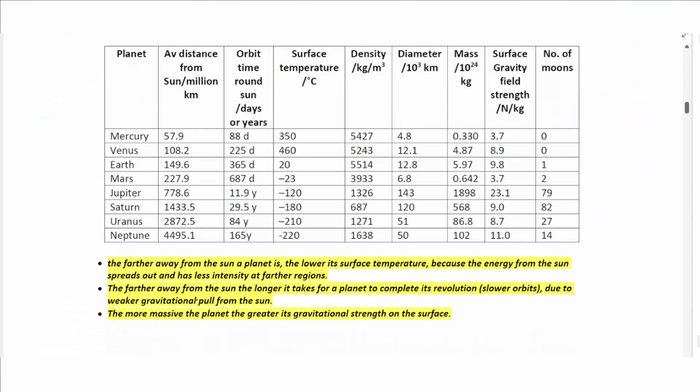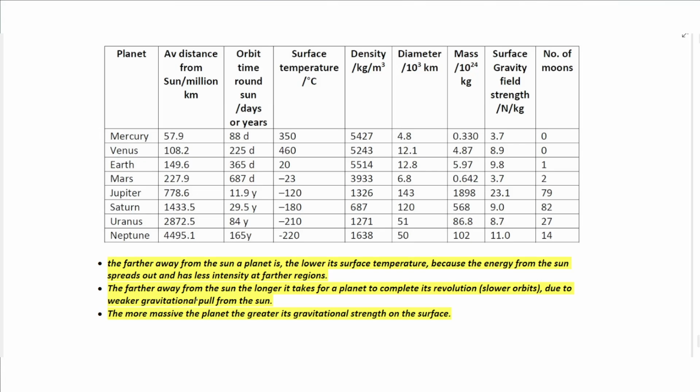Now, comparing the information between the planets, as the distance from the Sun, which is the radius of the orbit of the planet, and the orbital time, you will find that the further away the planet gets from the center of rotation, the Sun, the smaller the speed of rotation, or the longer the time it takes to complete one cycle around the Sun, which is called a year.